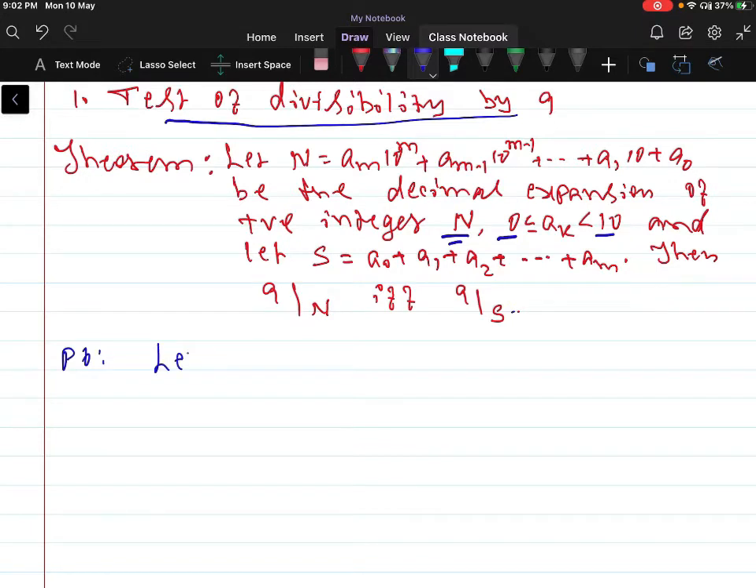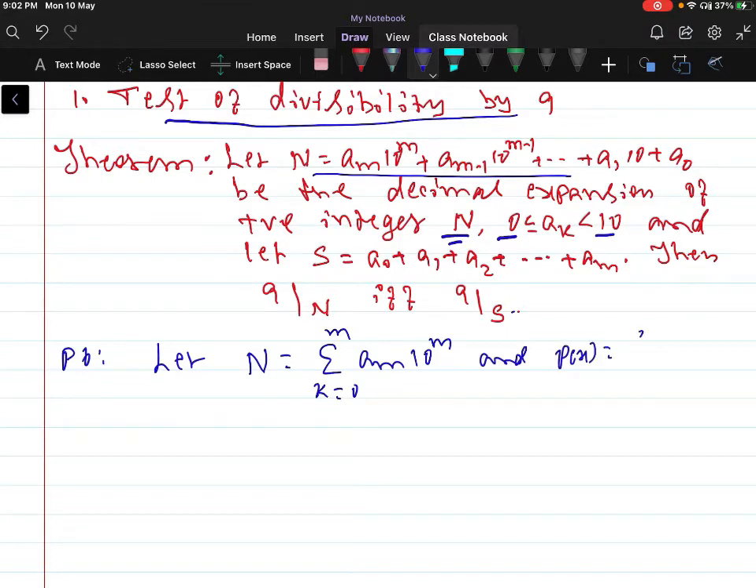Let n = the sum for k = 0 to m of a_k × 10^k, as given in this statement. And consider p(x), that is the summation for k = 0 to m of a_k × x^k. Let us call this equation number 1.